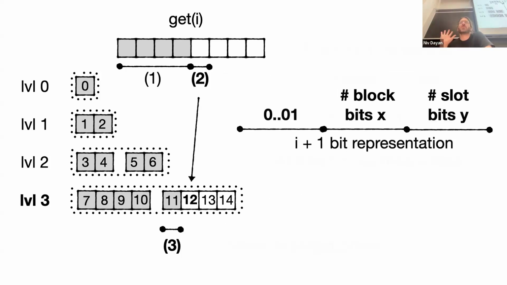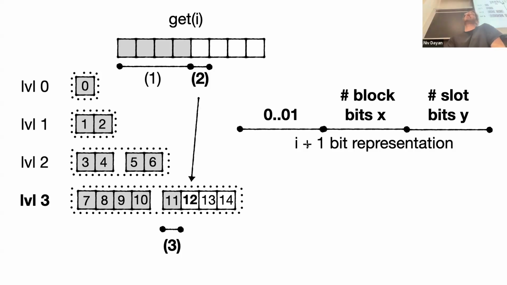But really, so far we've seen the most important insights behind all of this. What we want to do now, so now we know what the target level is, and we know how many blocks to skip in previous levels. What we want to do now is handle steps 2 and 3. Step 2 is to figure out how many data blocks to skip in the target level. And we want to figure out how many slots to skip in the target block.